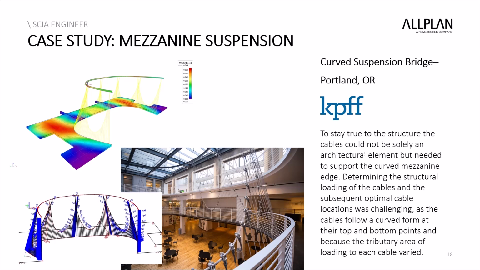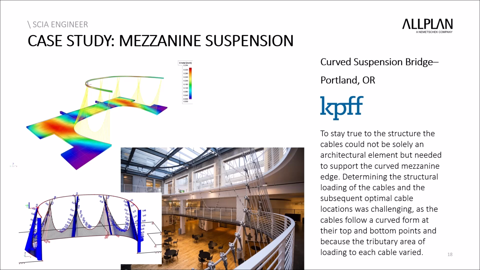Another cool case study is this mezzanine bridge suspension that's part of an indoor space in Portland, Oregon. This was an indoor suspension bridge that was moved from another location in the city into this indoor space. And in order to stay true to the structure and fit within the new space, cables could not be placed solely as architectural elements, but also needed to actually support the curved mezzanine edge.